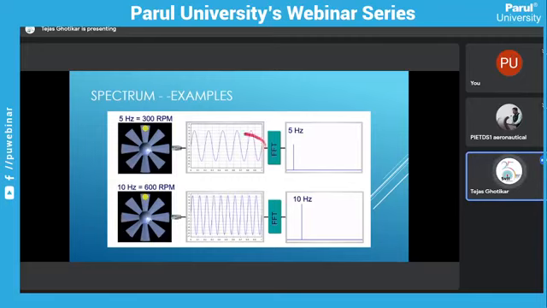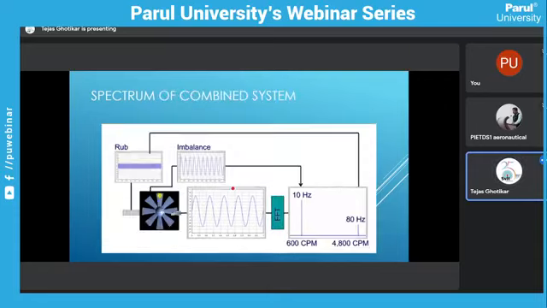For this particular graph, what is the frequency? It's 5 hertz. So at 5 hertz, what is the magnitude? It's 5 units. Okay, so this type of graph is to be drawn. Now if you see here, at 10 hertz we have one magnitude that is here, and for the rub, what is the frequency? It is 80 hertz, and for that, what is the magnitude that we need to put in?